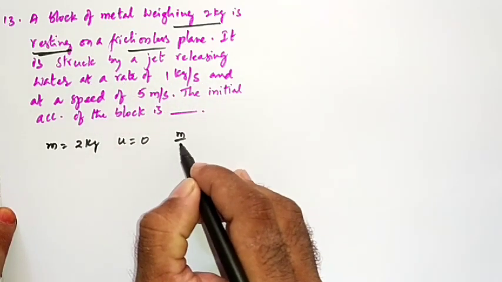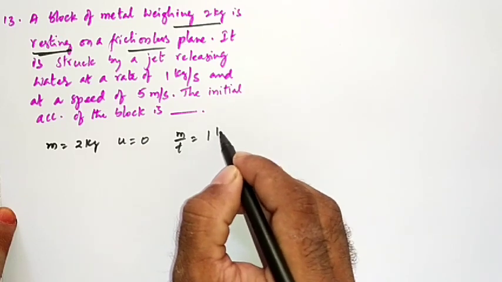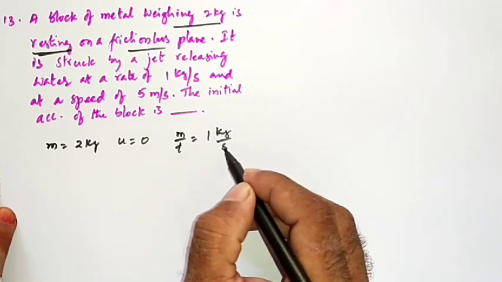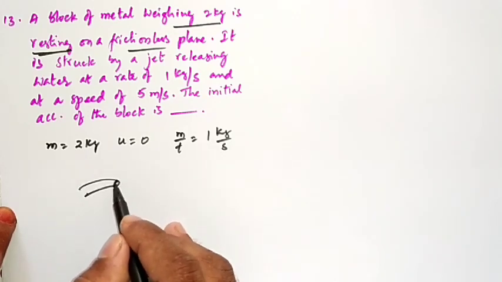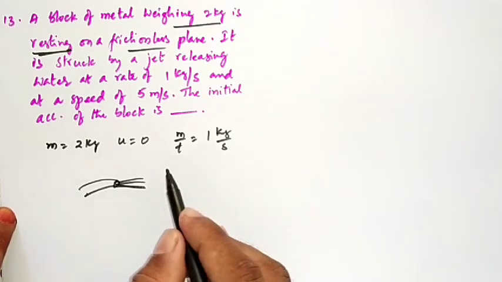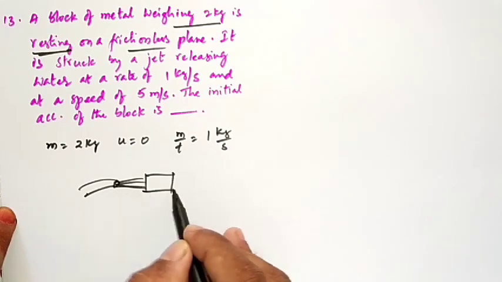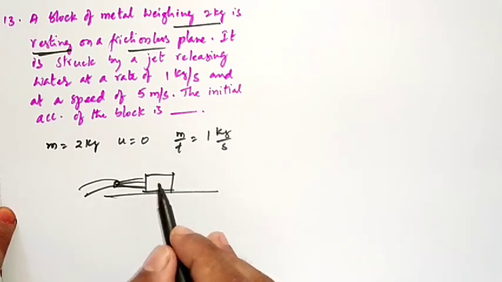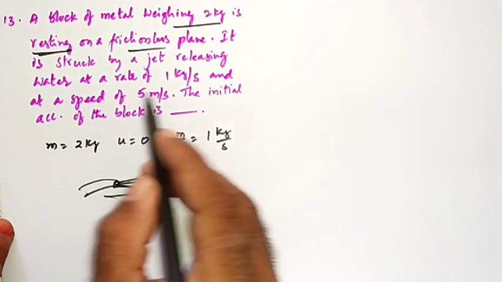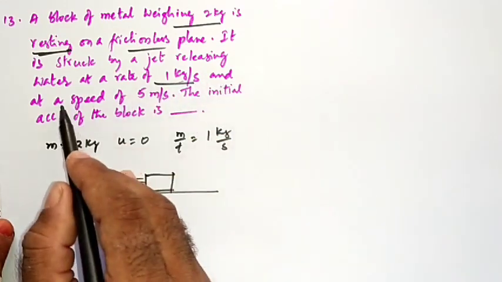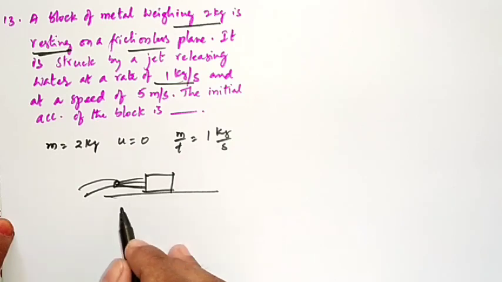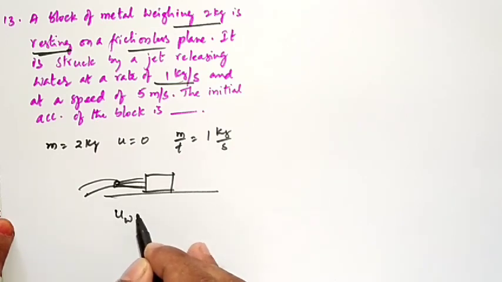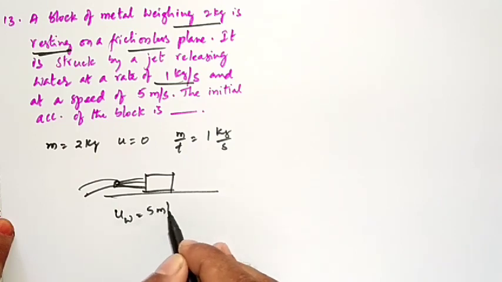m by t of water is 1 kg per second. Means in 1 second, 1 kg of water is coming from the jet. Jet means this is a pipe. From this pipe water will be coming out. This is falling on the block. So now what happens? And the speed of the jet, means speed of the water, is given. How much? That is u water, 5 meters per second.